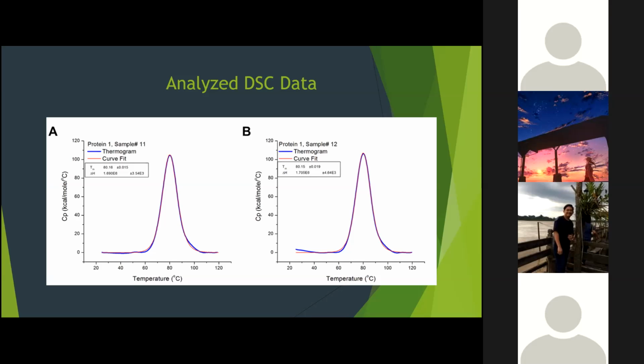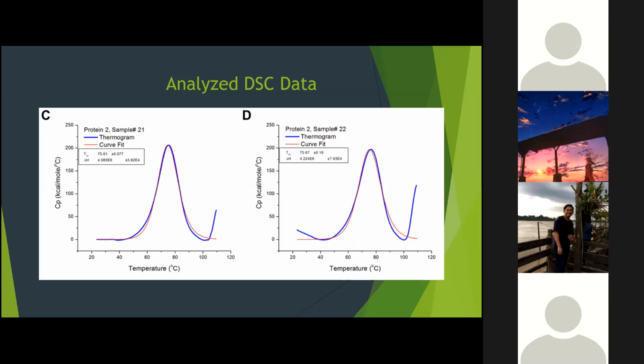we can obtain the Cp, the Tm, the transition temperature, and also the calorimetric enthalpy. So next, this is for protein 2.